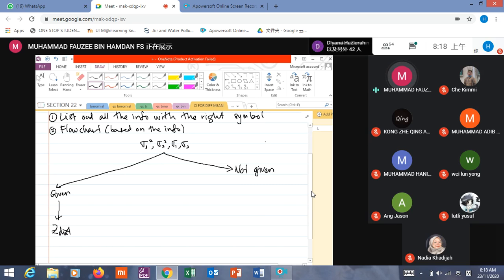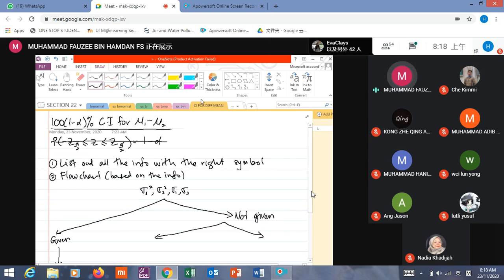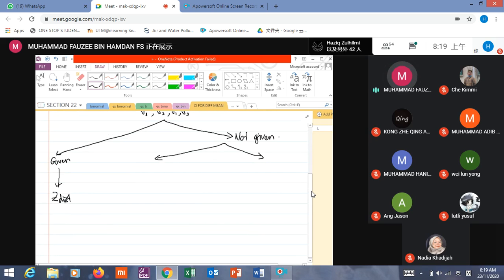If not given, this is the flowchart, you need to check the size of the sample. Remember, we are estimating this unknown parameter. We don't know this value, so we estimate it from the sample. That's why you need to check the size of the sample.